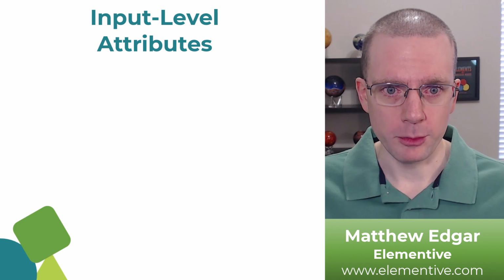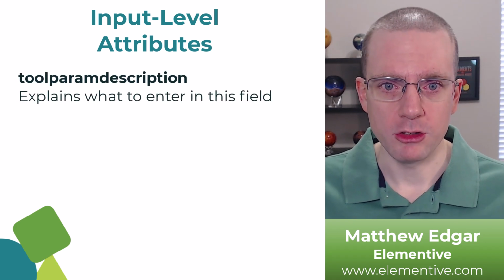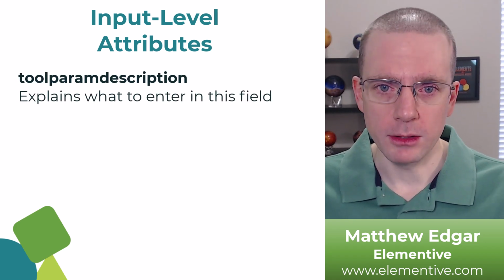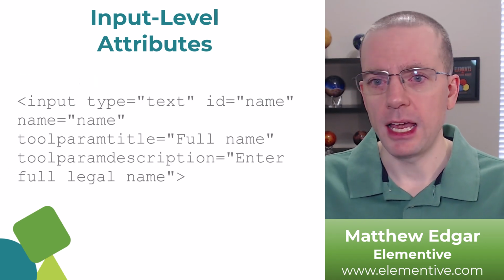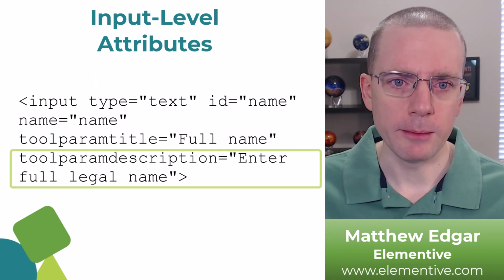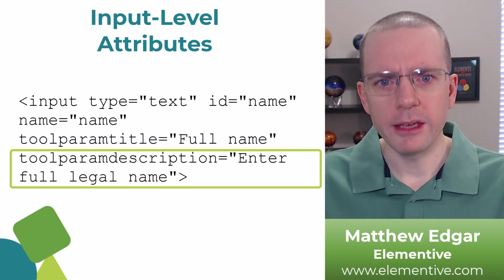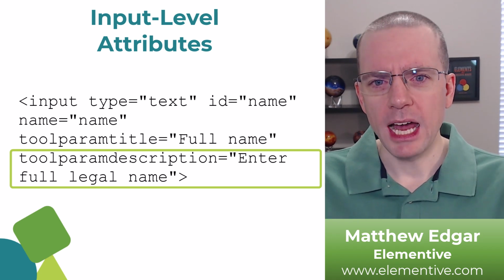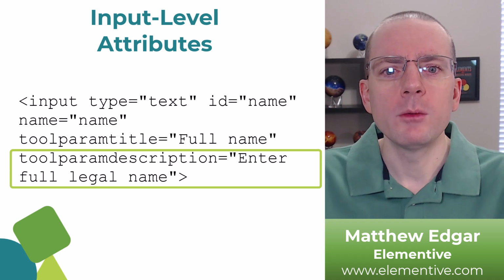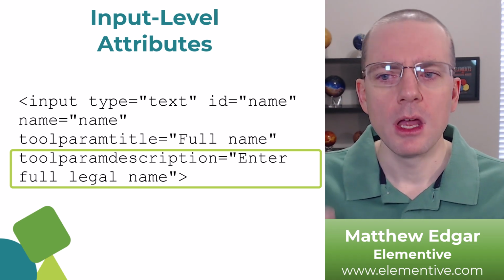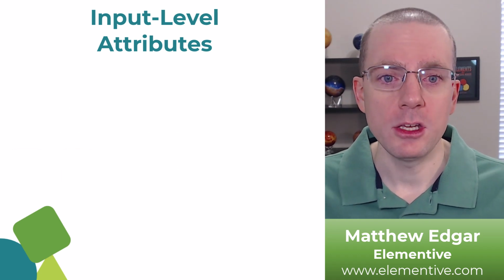Tool param description is a more detailed explanation of what should be entered into the field. So for example, you might say here, enter your full legal name. Again, the idea is to give the AI agent some type of clue about why they would want to use these particular fields when completing a task for a user.